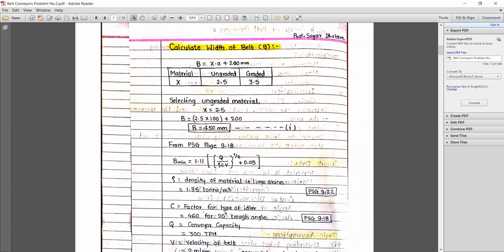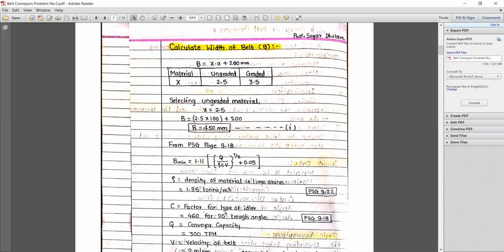So here B is equal to X into a plus 200 mm. There are two types of material, graded material and ungraded material, where X is the coefficient for that material grade. We are selecting ungraded material so that whatever capacity or strength we calculate should be the lesser one. It is only an empirical relation. If you select graded, it will give another value. So we will select ungraded material. X is equal to 2.5. Putting the values in the equation, B is equal to 450 mm.